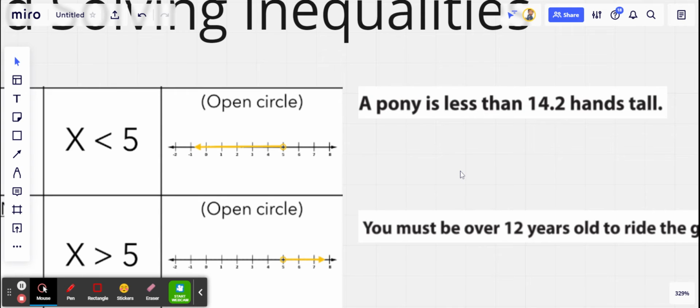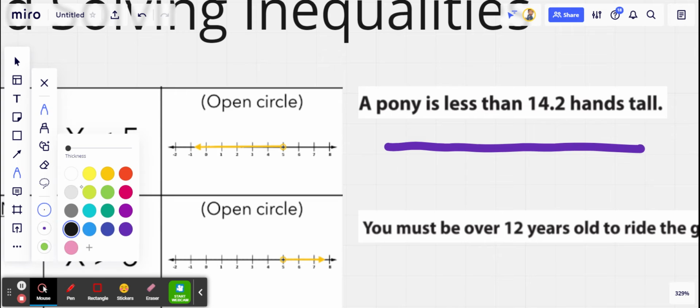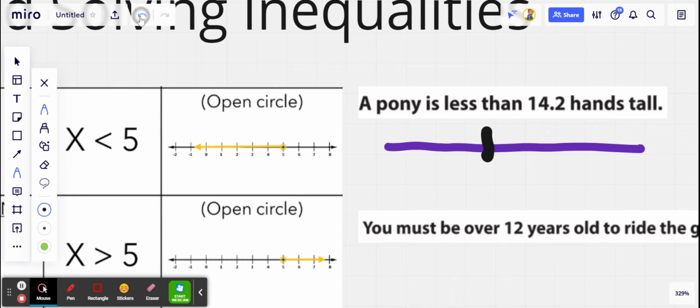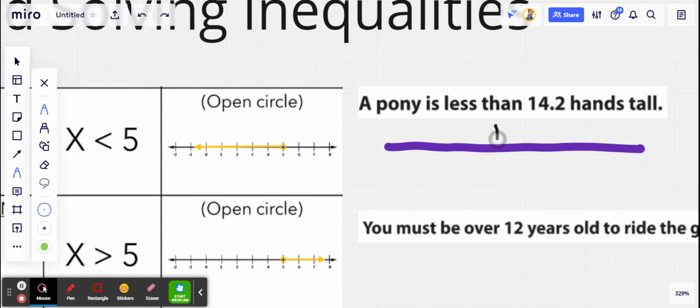So for this first example, it says a pony is less than 14.2 hands tall, or 14 and 2/10, right? So to graph that, we would just take our number line. We have a number line here, and we're going to label this. We're just going to say this is right here in the middle. Let me back this up and let me change. That is really thick. There we go. Okay, so we'll say 14.2 is here.